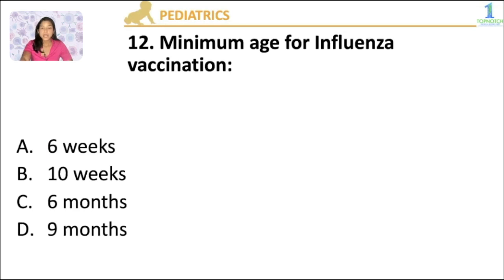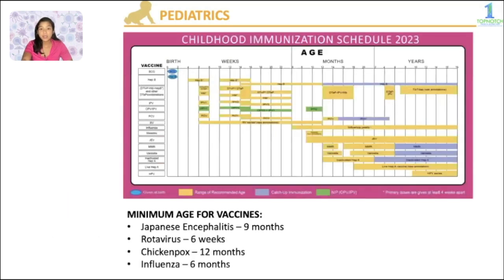What is the minimum age for influenza vaccination? Is it 6 weeks, 10 weeks, 6 months, or 9 months? So the answer is 6 months. So according to our National Childhood Immunization Schedule, the minimum age for your flu vaccine is 6 months.